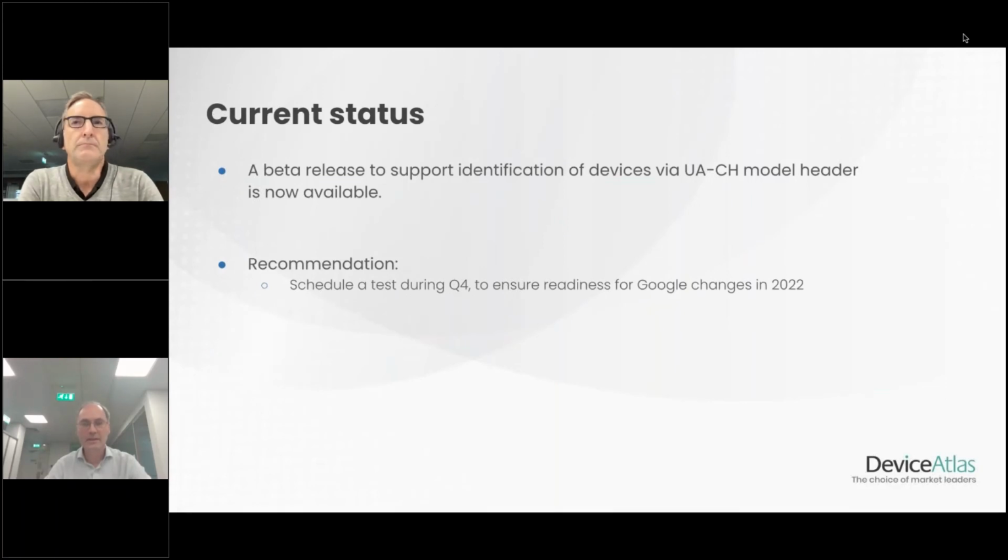So the current status is we have a beta release available to customers to enable identification of devices using the client hints model string in conjunction with the other headers. So in effect, the business doesn't have to worry about where the signals are that they need. The DeviceAtlas APIs simply look after all of that. Now, our recommendation to customers is to schedule a test during Q4, and this is to ensure readiness for the Google changes in early 2022.